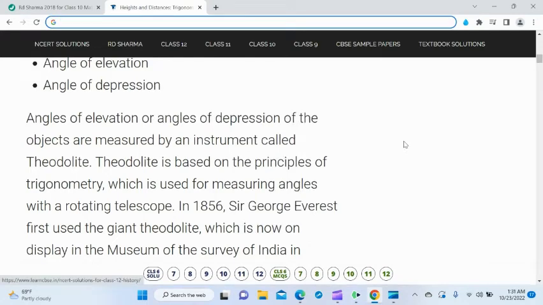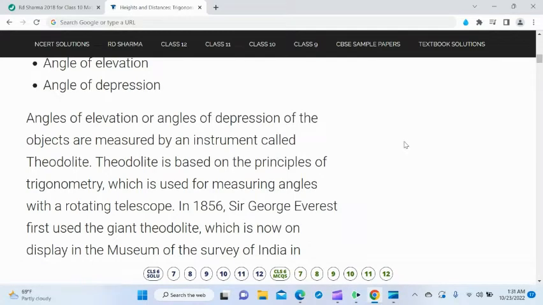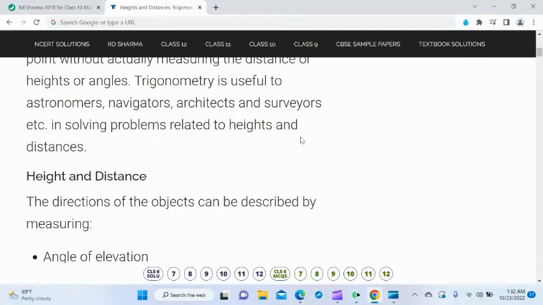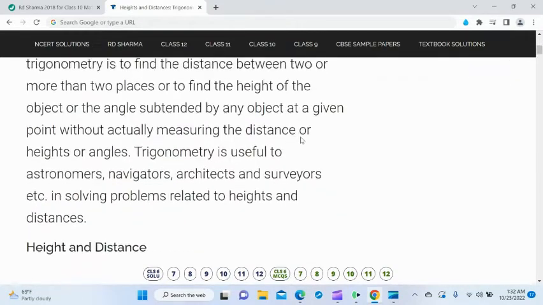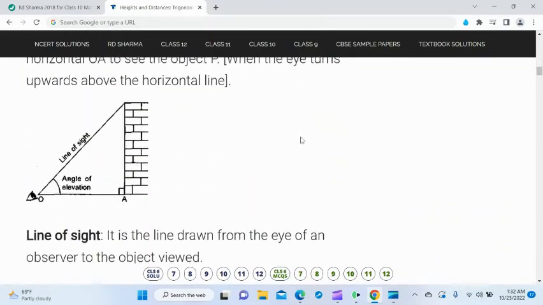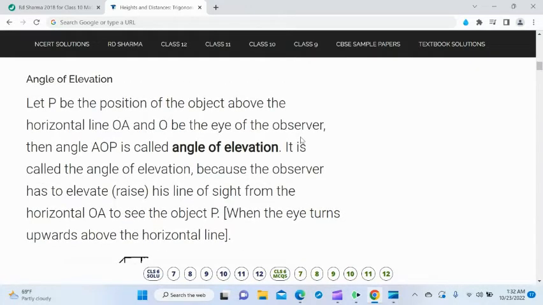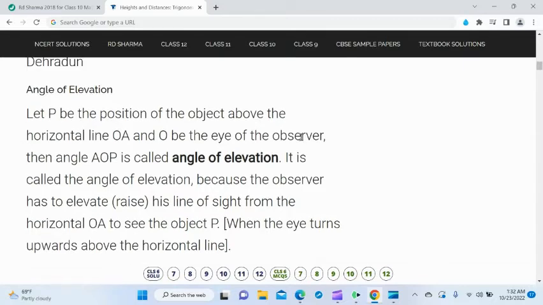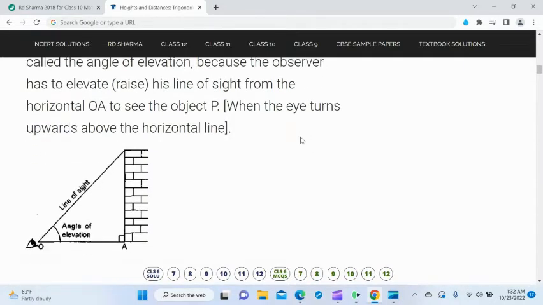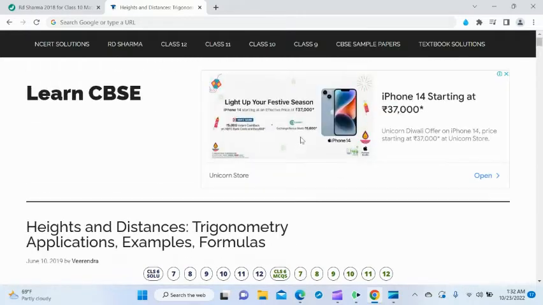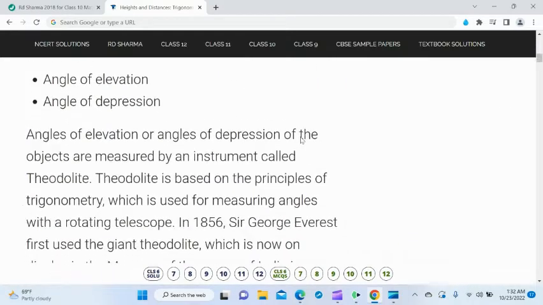Today we are going to start height and distance. Height and distance is one of the key mathematics solutions, which gives a lot of solutions for various problems. So we'll start by understanding height and distance first. What is the use of height and distance?